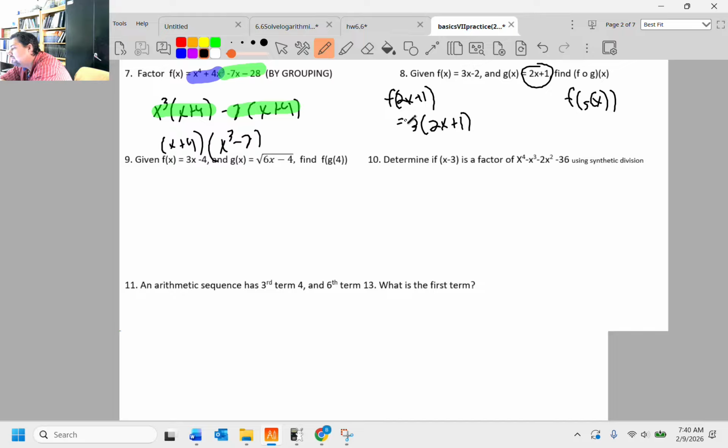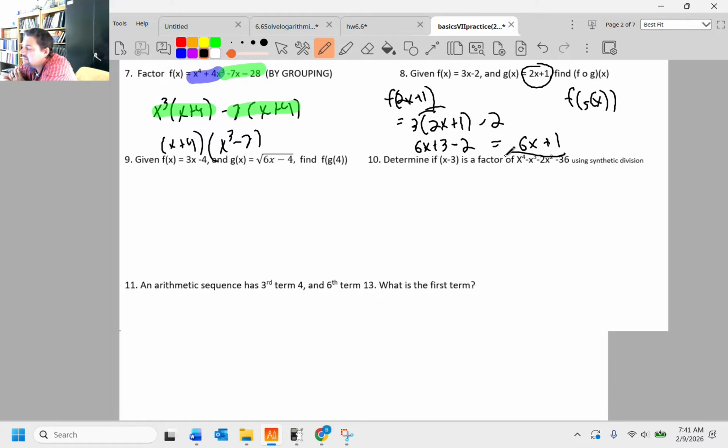So I saw a 3, I saw an x, I made it 2x plus 1, and now I'm going to take away 2. I'm going to do the distributive property, and then 3 minus 2 is 1. 2 out of 3 of you will miss that, prove me wrong.